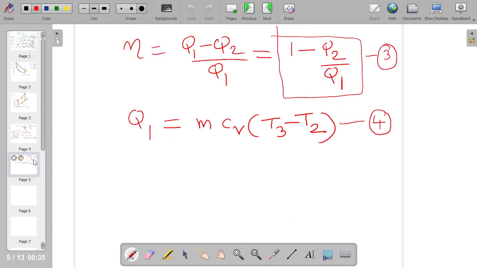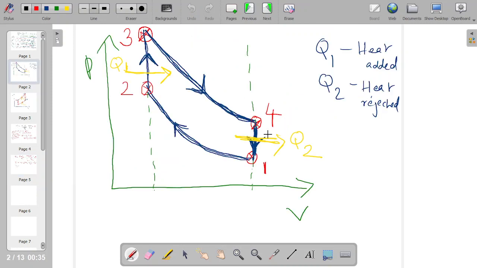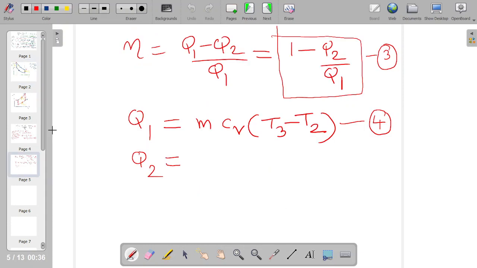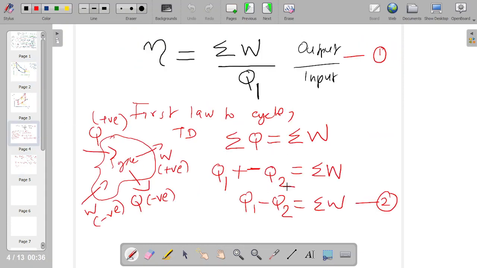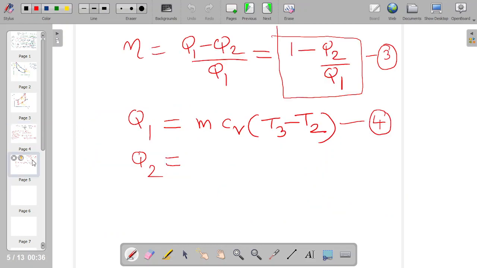One thing you have to remember is that while writing Q2, we must write it as a positive quantity. If you write T1 minus T4 instead of T4 minus T1, it will be a negative quantity. But we have already given a negative sign here by sign convention, so Q2 should be a positive quantity. That is why Q2 should be written as a positive quantity, because we have already assigned the negative value by following sign convention. So what will be Q2?